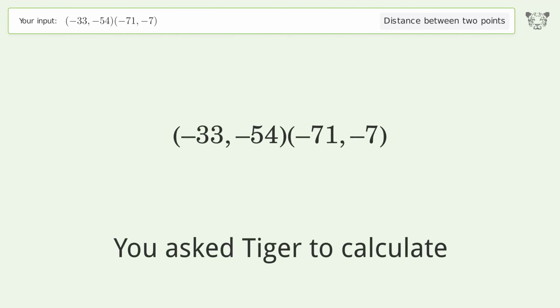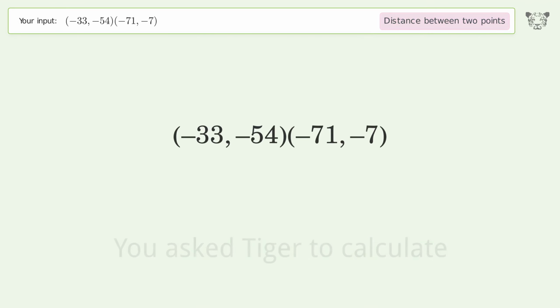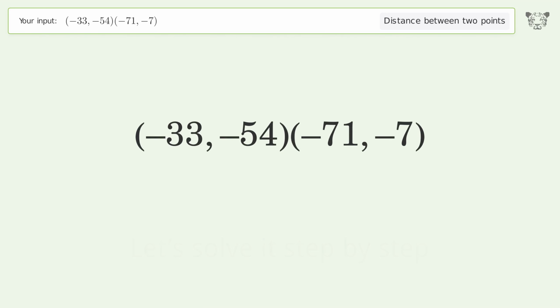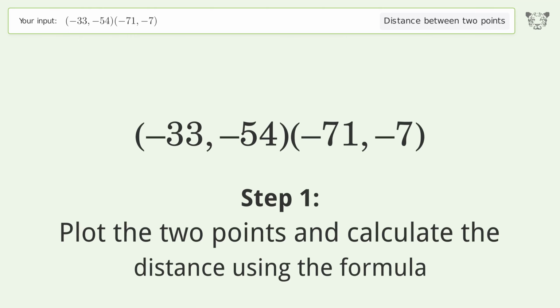You ask Tiger to calculate. This deals with the distance between 2 points. The distance between the 2 points is the square root of 3,653, or 60.44. Let's solve it step by step. Plot the 2 points and calculate the distance using the formula.